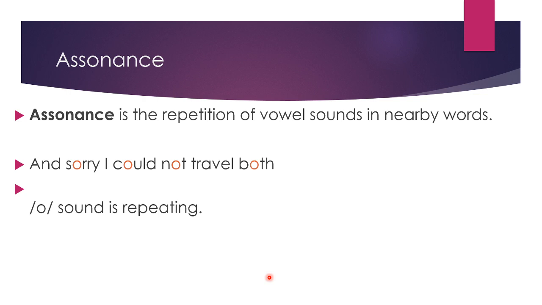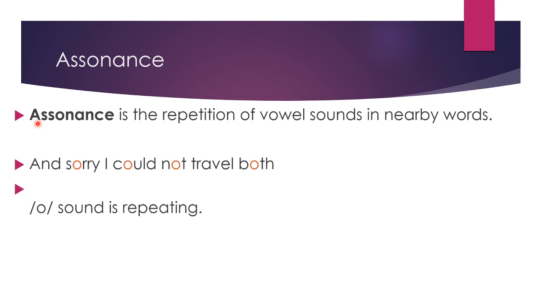Now next is assonance. This is a new thing for you, but it is very easy. I have added a few new literary devices because they are going to help you in your next class, standard 10th, but they are so easy that you can learn them now also. Assonance is the repetition of vowel sounds in nearby words. The vowel sounds are a, e, i, o, u. A is the first vowel sound, and assonance also starts with a. So just remember from here.